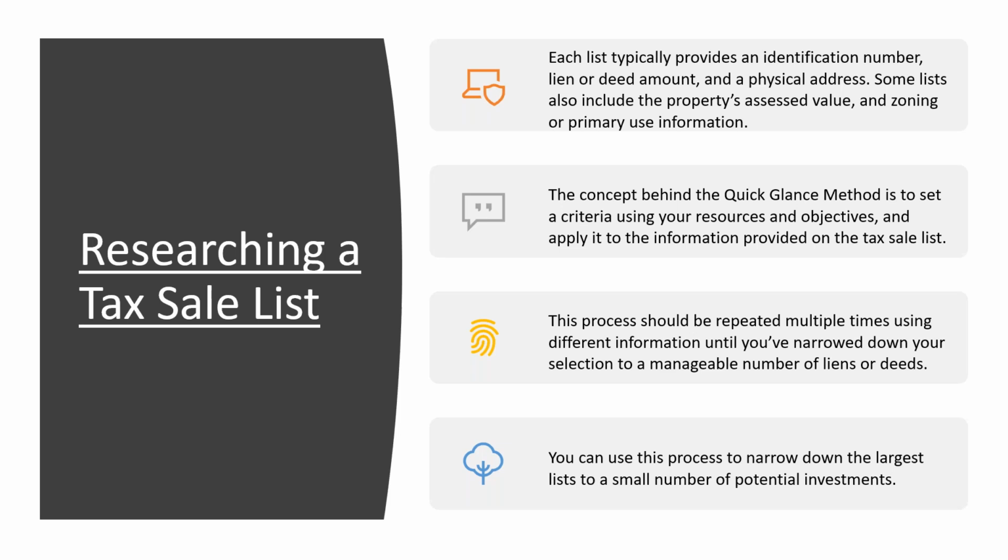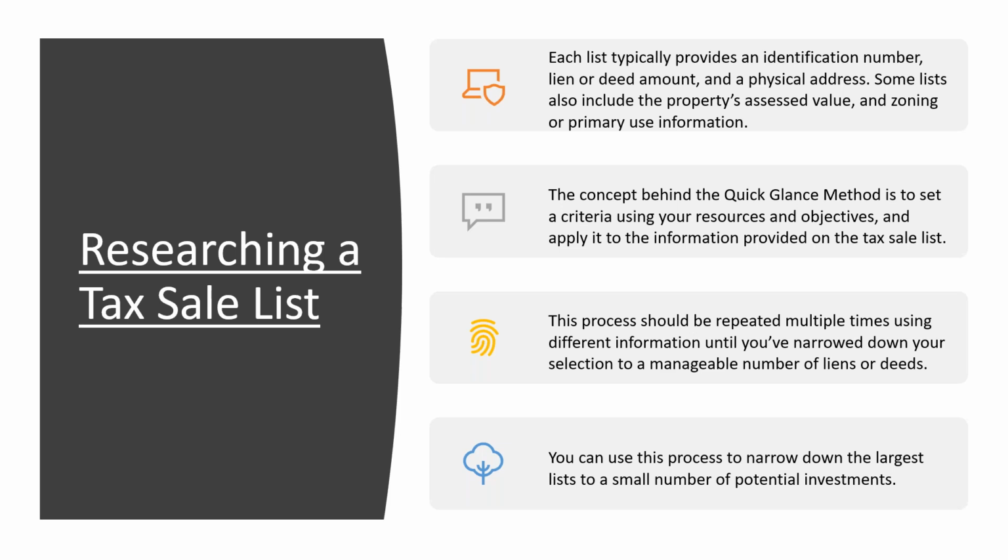When we're looking at a tax sale list, and we talked about this a little bit before, every list is going to have different information. And so what we're going to be doing is, based on our objectives and how much money we have to invest, applying that information as we research the list.